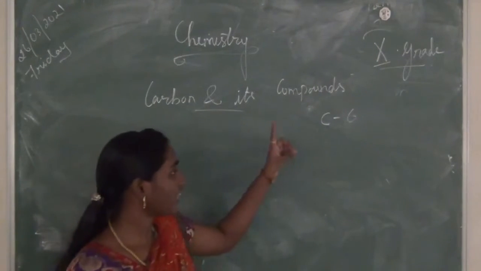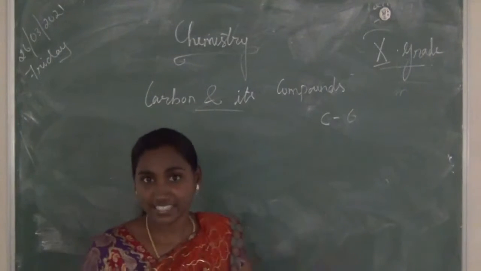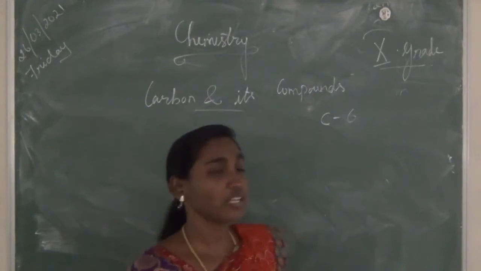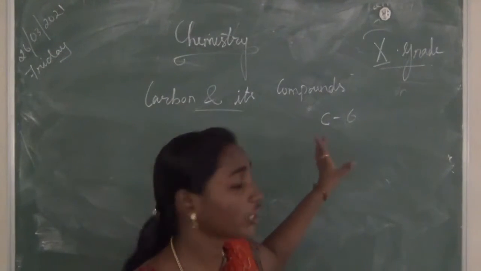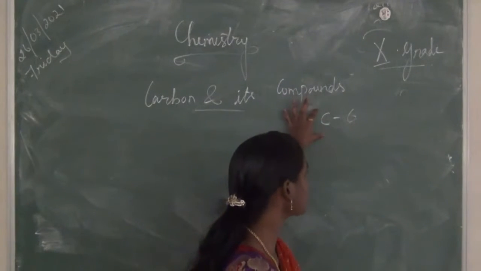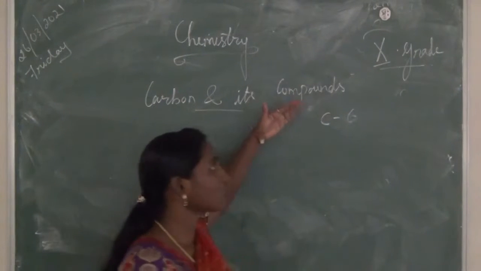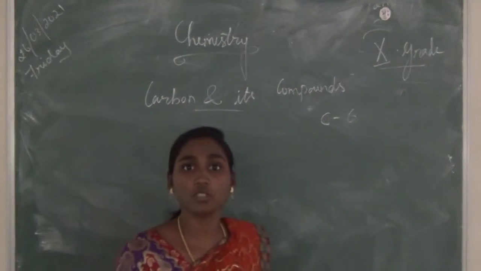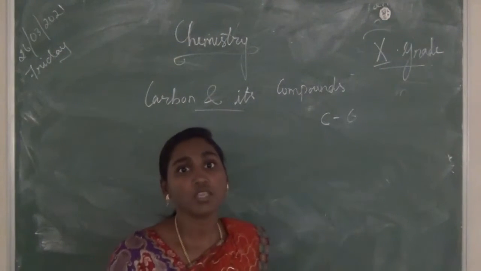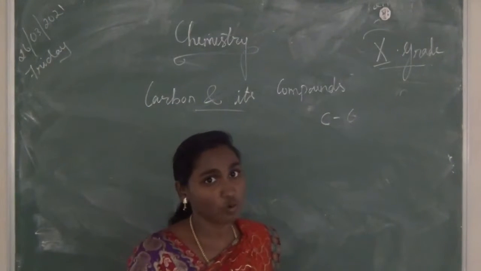Okay, so in the periodic table we have 118 elements. Out of these elements, carbon is one of them. So carbon's symbol is C, and its atomic number is 6. In this lesson we are going to study fully about carbon compounds. Organic compounds also we are going to study.